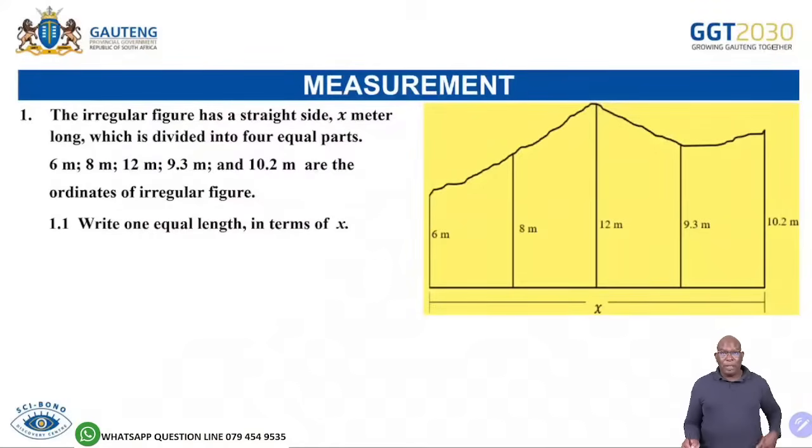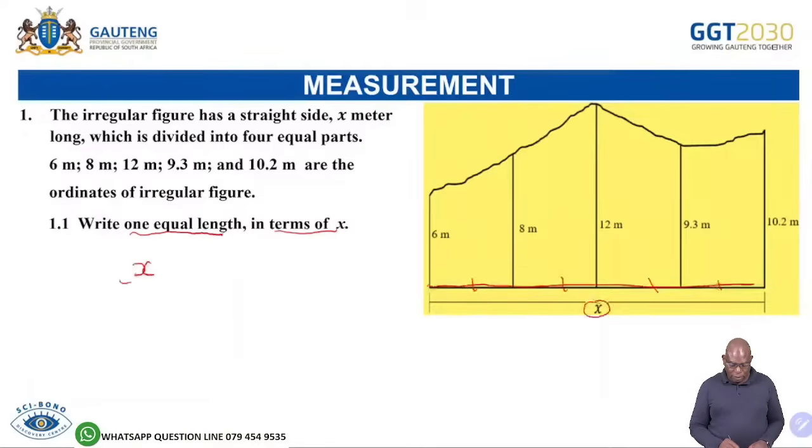Now, measurement also deals with these easy, straightforward questions, and it comes every year, and we are messing up with this question. In this question we have: write down one equal length in terms of x. Already I know that the whole length is x, but we've got how many pieces? 1, 2, 3, 4 equal parts. So if I want to write it, it will be x divided by 4, and that's what they need here.